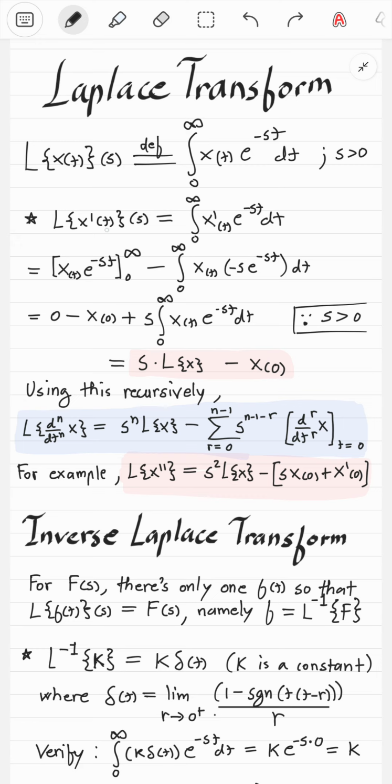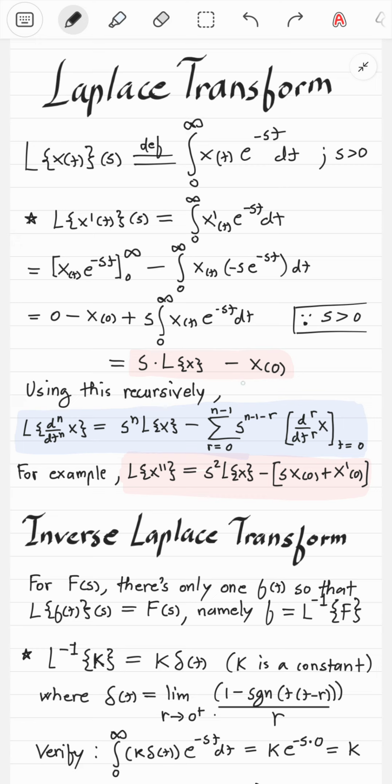Now this has this nice property that the Laplace transform of the first derivative of x is this thing: it's just s times the Laplace transform of x minus x evaluated at 0. So just read through all of this. I don't want to be explaining it. It's just a lot of maths really.